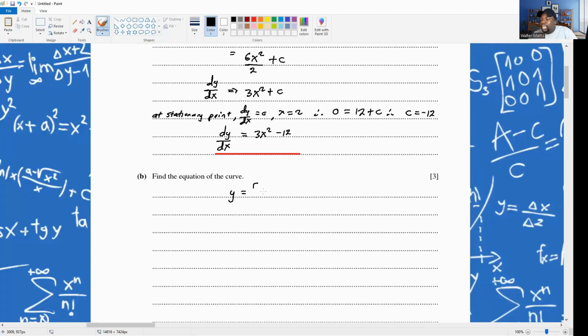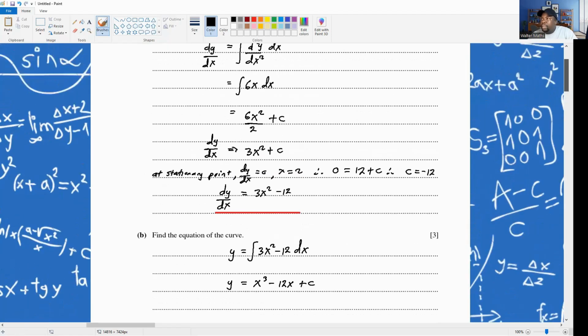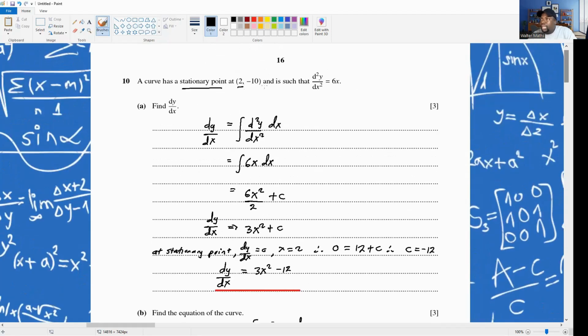We are integrating the 3x squared minus 12 we got with respect to x. So y is equal to x cubed minus 12x plus c, since integrating 3x squared gives x cubed. And we know that a point on the curve is the point (2, -10).